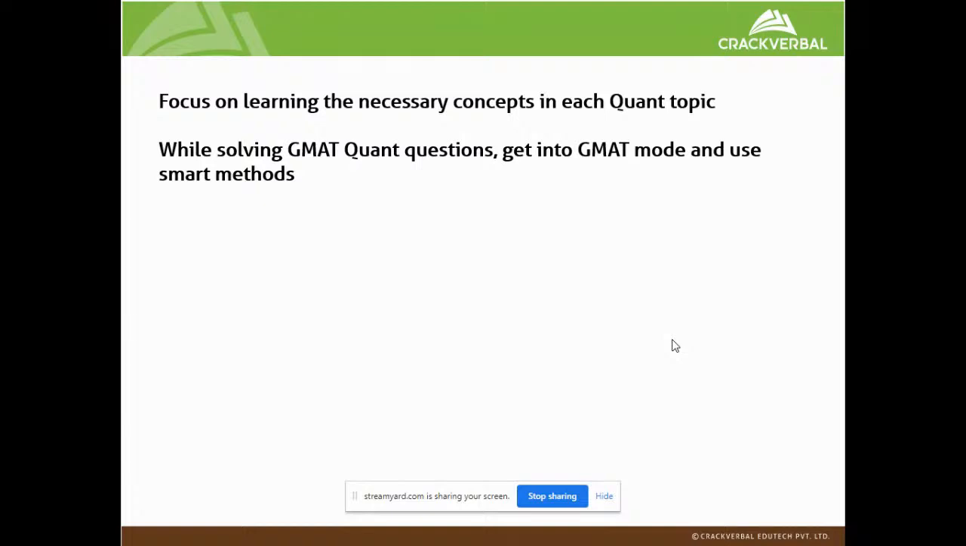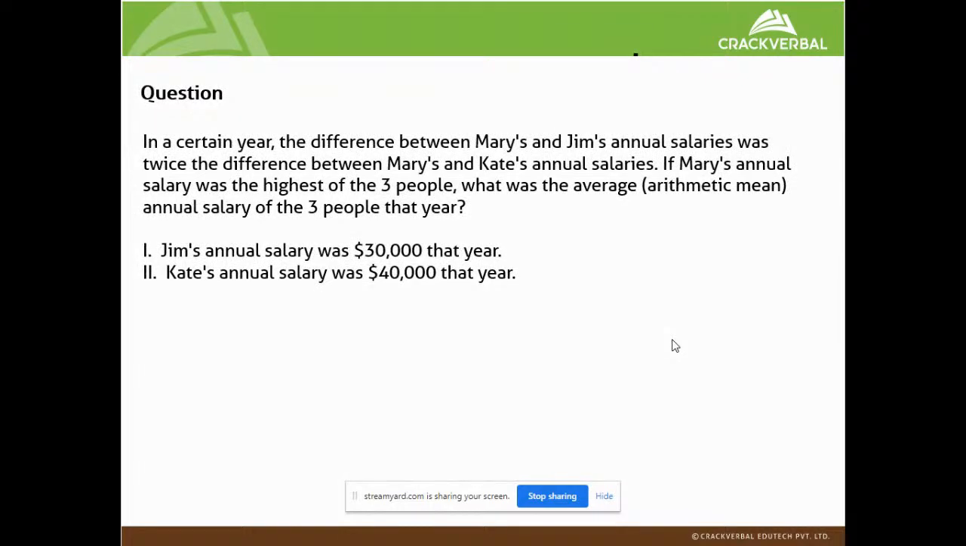All right, people. So with this, let's go to the next question, people. So this is a data sufficiency question, and this is one of my personal favorites. Right? I will again go ahead and give you 1 minute. Please solve this, and after 1 minute, let's discuss the answers.